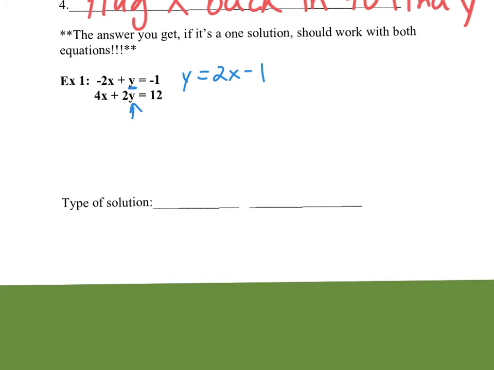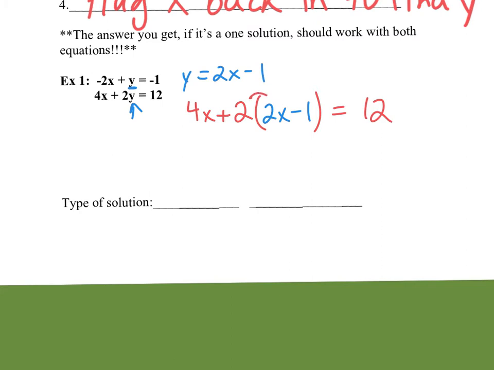Okay? So what that's going to look like is just 4x plus 2 times my y equals 12. So plugging that in for y. Can I solve something that looks like that? Yes, by order of operations, right? What comes first? Parentheses. Do I have any parentheses? Yes, let's deal with those first.